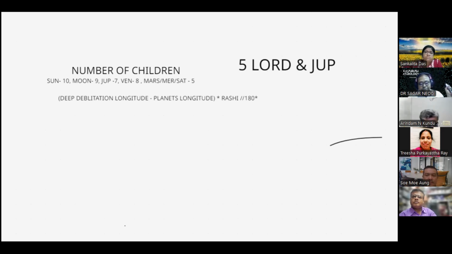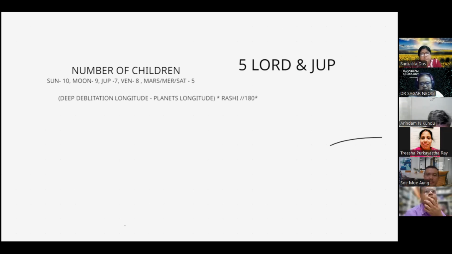The second rule is if the planet is retrograde or exalted. Then we have to multiply the result by 3. Suppose Jupiter is retrograde. Whatever result comes from Jupiter, we have to multiply by 3. It is the second modification. The third modification is that if a planet other than Venus and Saturn is combust, then the Rashmi will be 0. Only Venus and Saturn will not be 0. If any other planet, as the fifth lord or Jupiter itself, is combust, then the Rashmi will be 0.